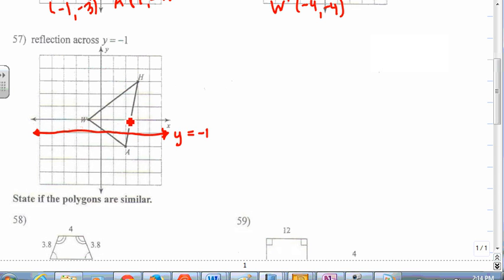All right, so remember, we just flip everything over this line. So A was 1 down, it's going to be 1 up. H was 1, 2, 3, 4 up, so it's going to be 1, 2, 3, 4 down. W was 1 up, so it's going to be what? 1 down.